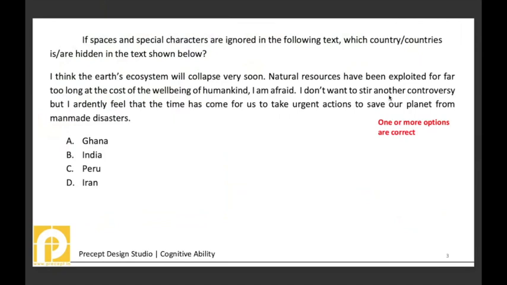So in this case, the countries that are hidden in the text are this one, India, and then another one here, Iran. So B is right and D is also right. Correct answer is B and D. We'll move to the next one.